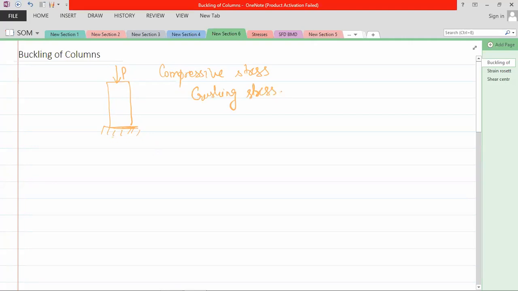Now you just elongate the body, which means increase the length, and apply the force like this. So if I take a larger body and apply the same force P, now what will happen?